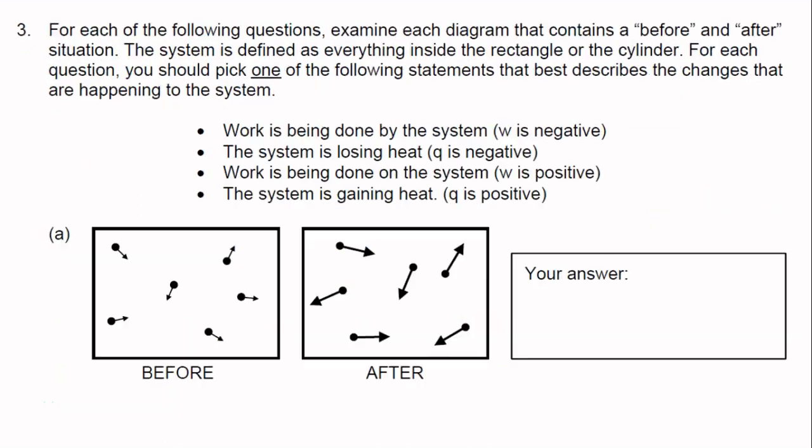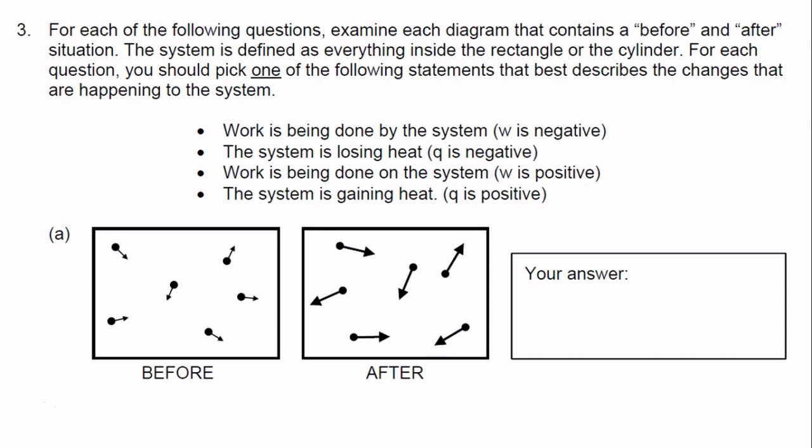All right, number 3. For each of the following questions, examine each diagram that contains a before and an after situation. The system is defined as everything inside the rectangle or the cylinder. We have to pick one of the following. Work being done by the system is losing heat. Work is being done on the system is gaining heat.